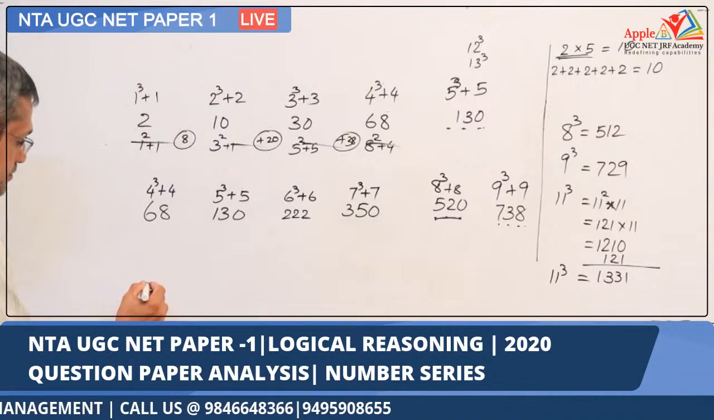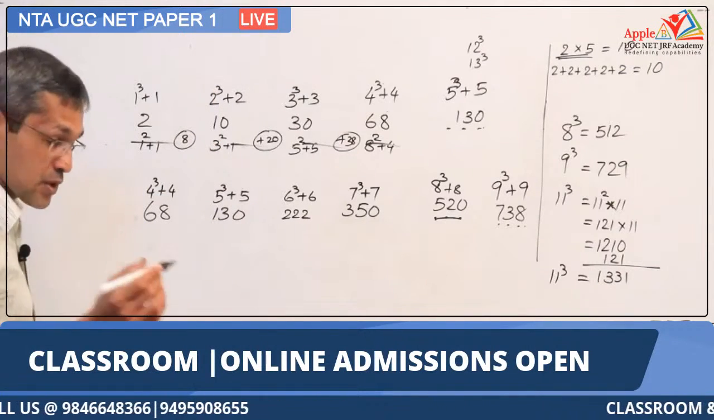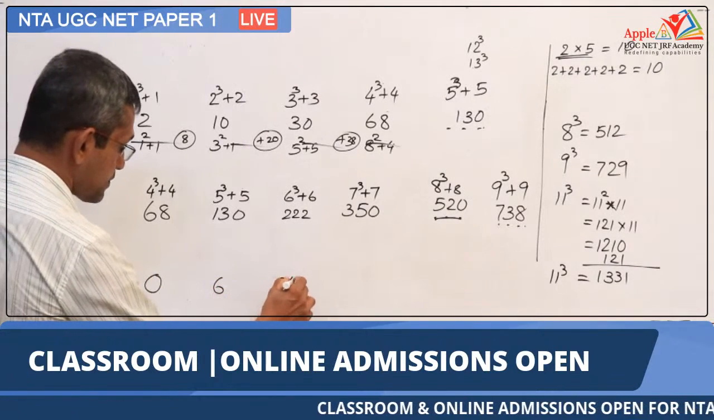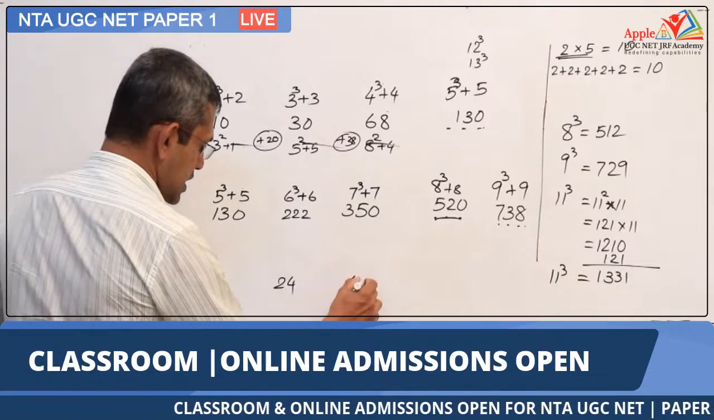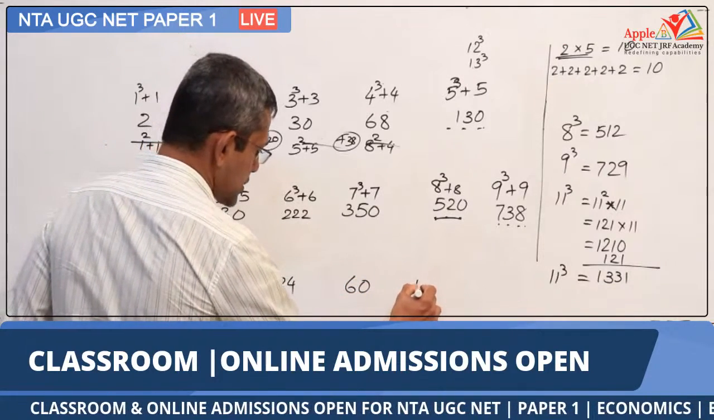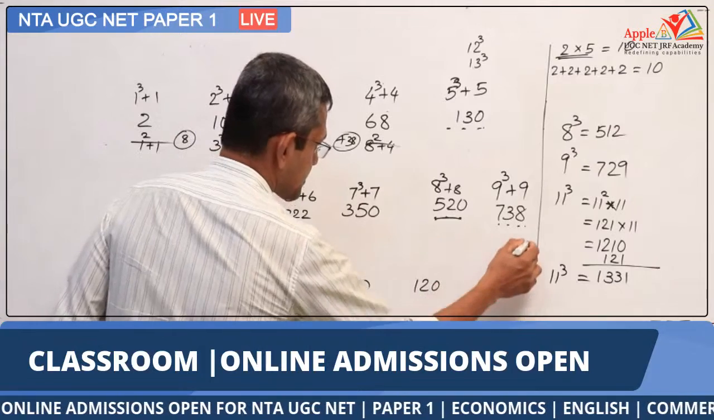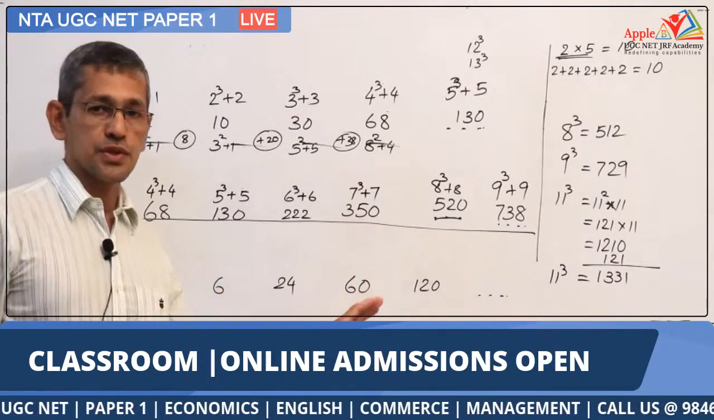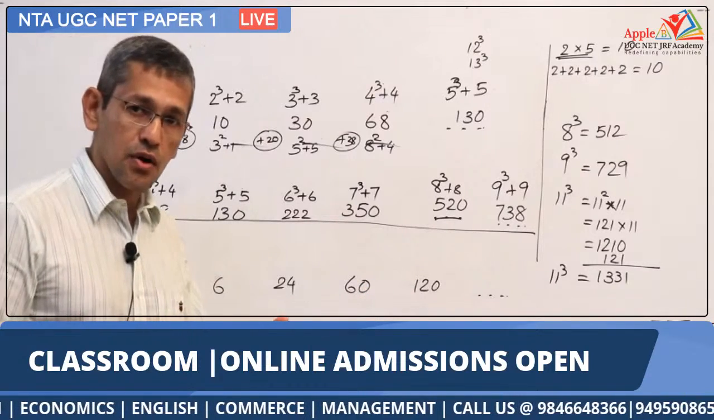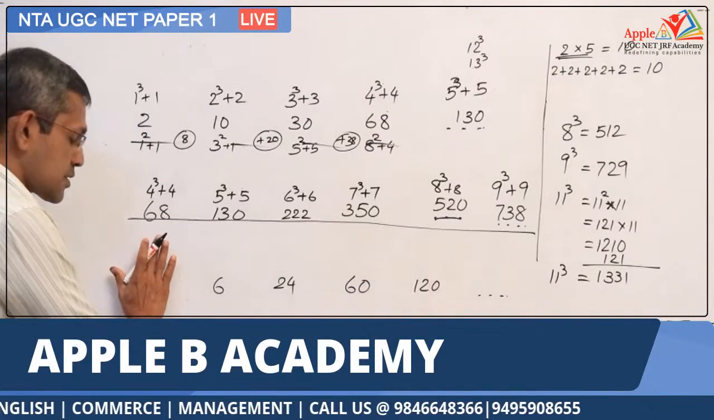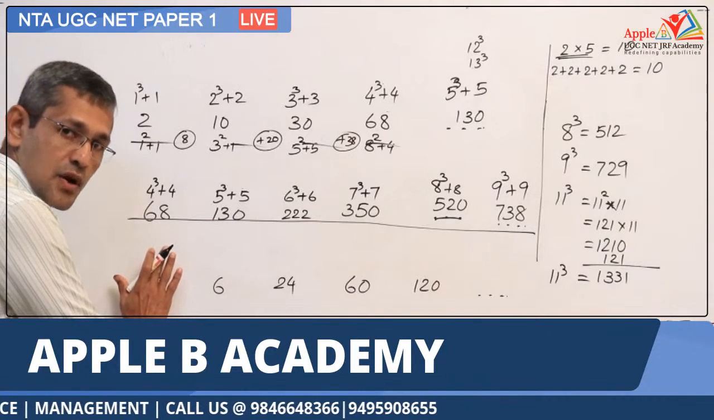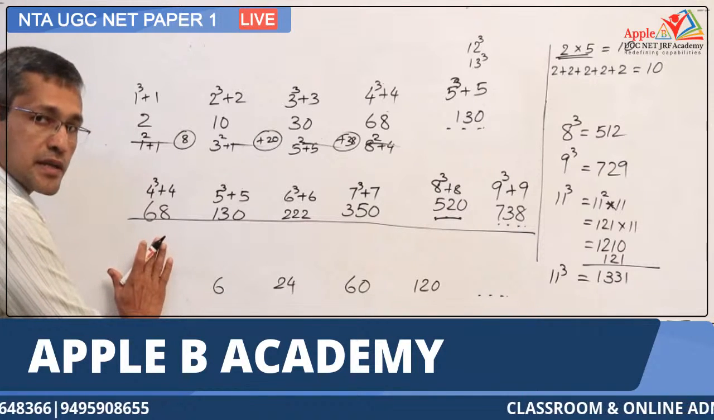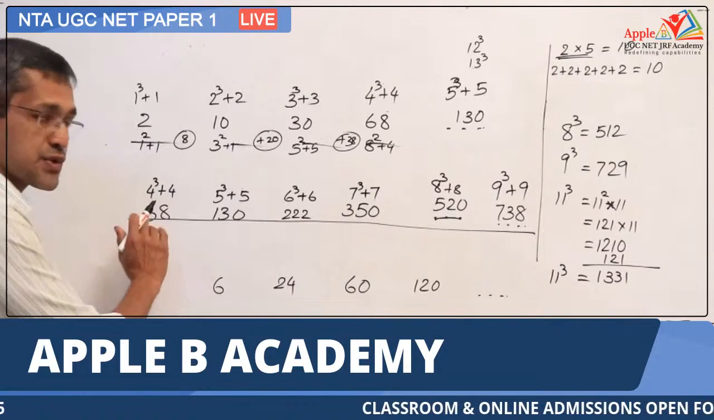So now we'll take another example. Let's say another NTA question. This is what it is. 0, 6, 24, 60, 120. What's the next number in the series? Look at it. What is the pattern? 0, 6, 24, 60, and 120. If you have any kind of confusion about the first number, 0, ignore that number for the time being. Of course, we'll come to that later. So think about 6, 24, 60, and 120. What's the pattern here?